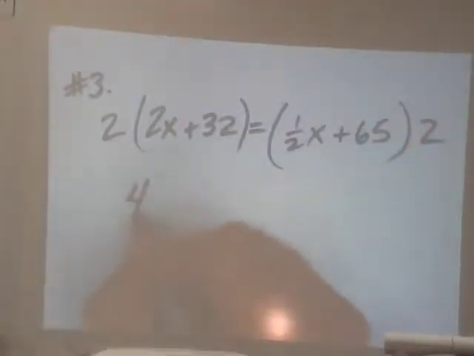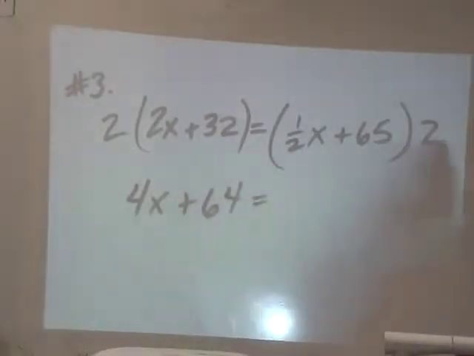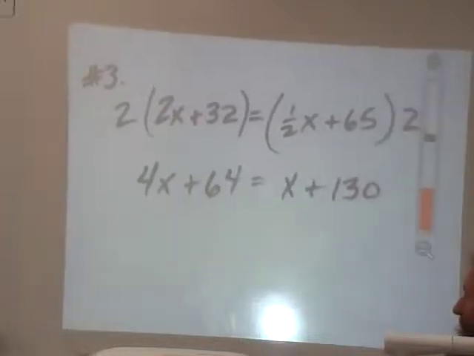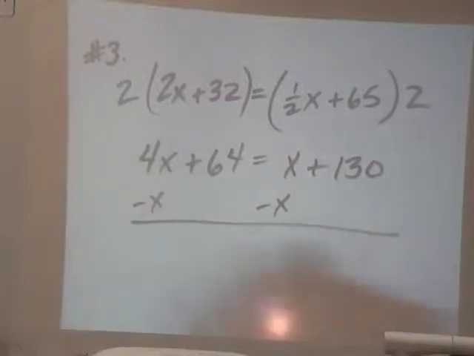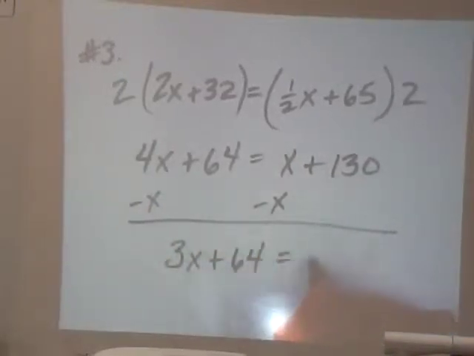So we end up with 4x plus 64 equals, what's half of 2? 1. So it's just 1x. See how that works? Plus 130. Alright, we need to get our x's on the same side. So we'll minus this x over. 3x plus 64 equals 130.